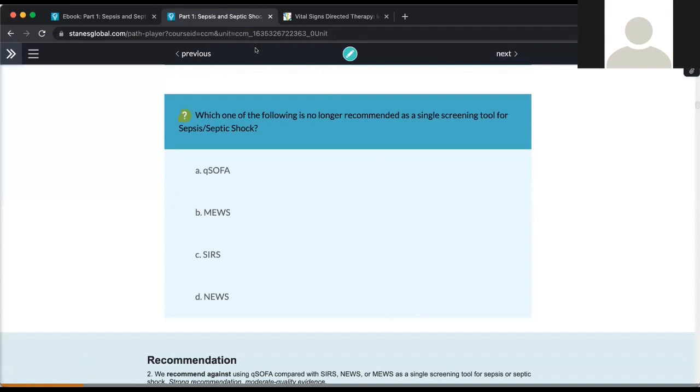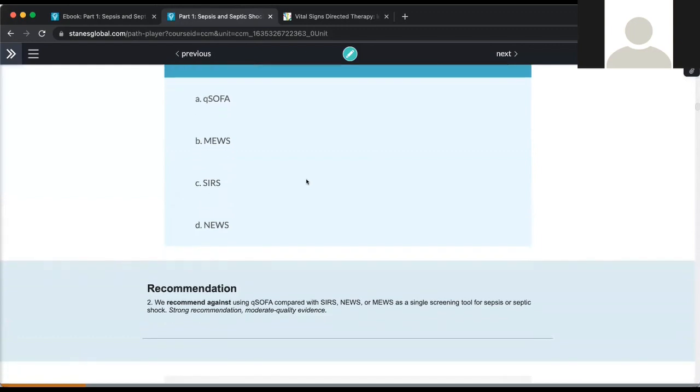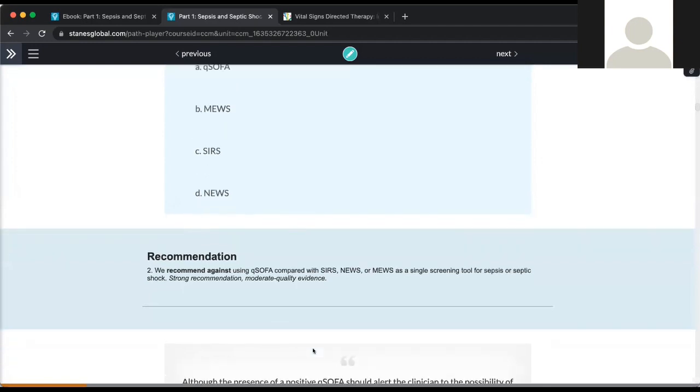Okay. So the official recommendation, that's interesting. The official recommendation is that we not use quick SOFA compared to SIRS, NEWS, or MEWS as a single screening tool for sepsis or septic shock, which is interesting because in 2016, when the Surviving Sepsis Campaign launched their guidelines, they actually used the quick SOFA as almost part of the definition and recognition of sepsis.